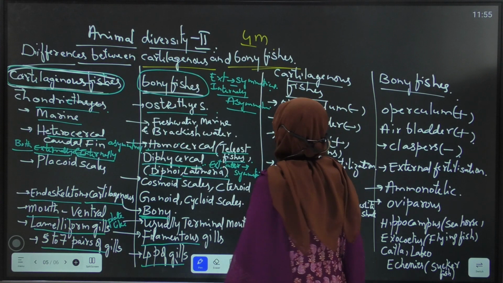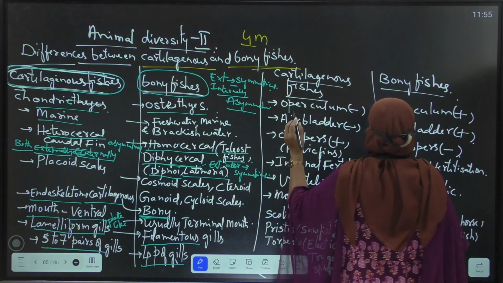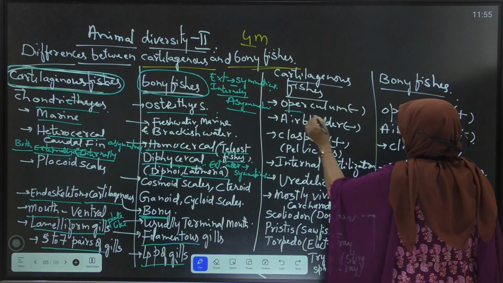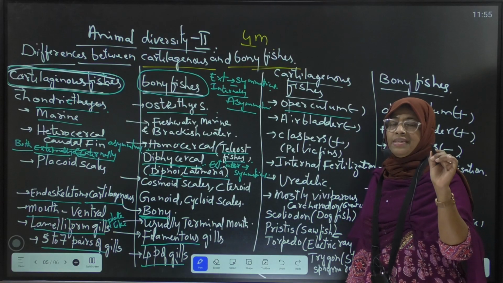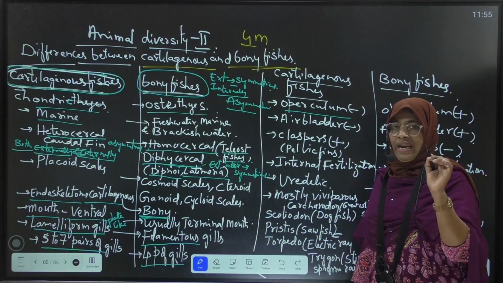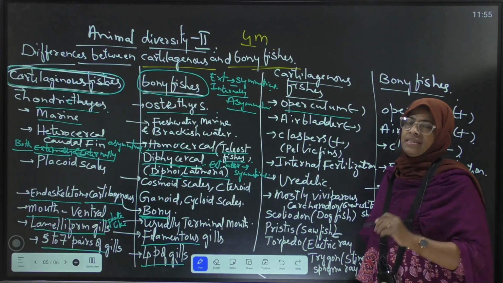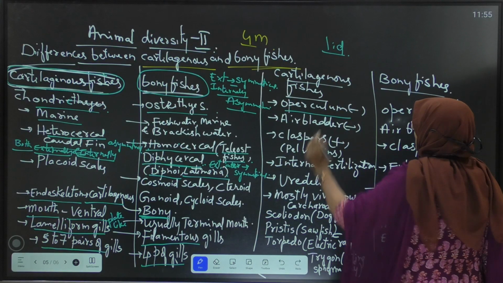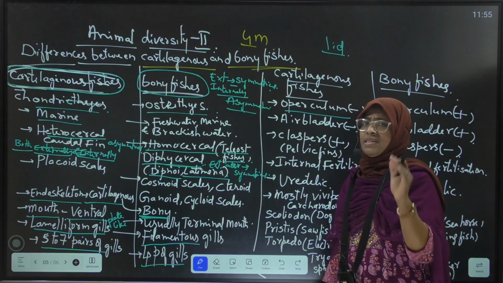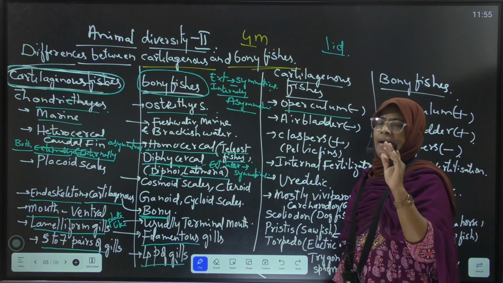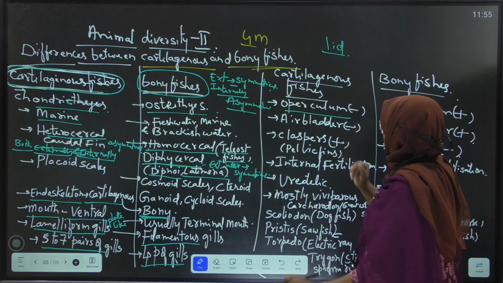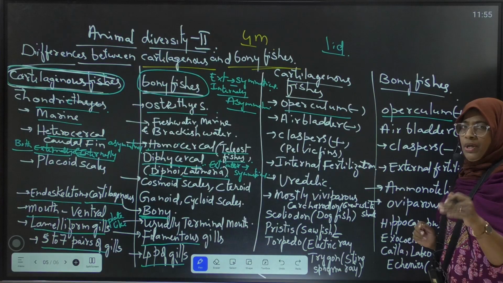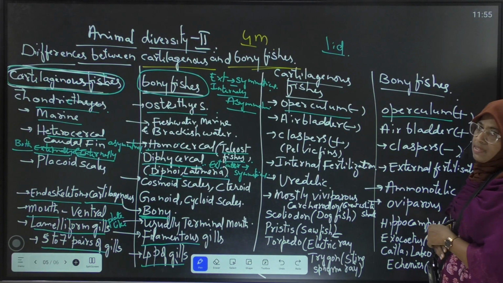Okay. Next, in the case of cartilaginous fishes, gills are not covered by operculum. Operculum is absent. Operculum means a lid-like structure which covers the gills. This operculum is absent in cartilaginous fishes. But in bony fishes, gills are covered by operculum, which means operculum is present in bony fishes.